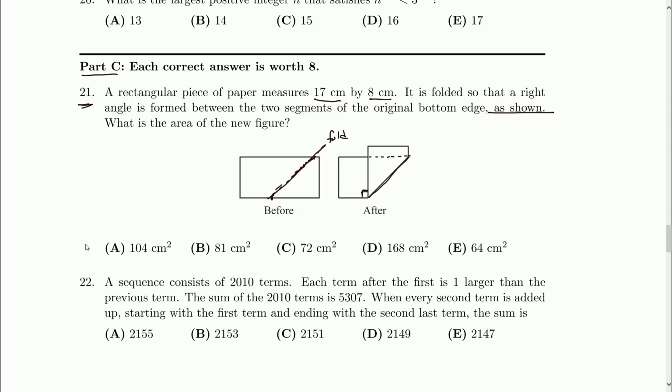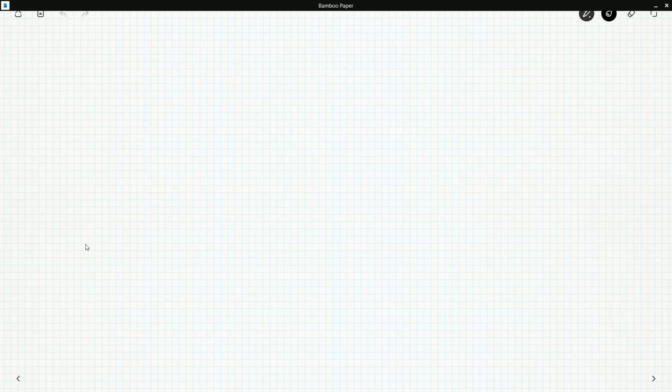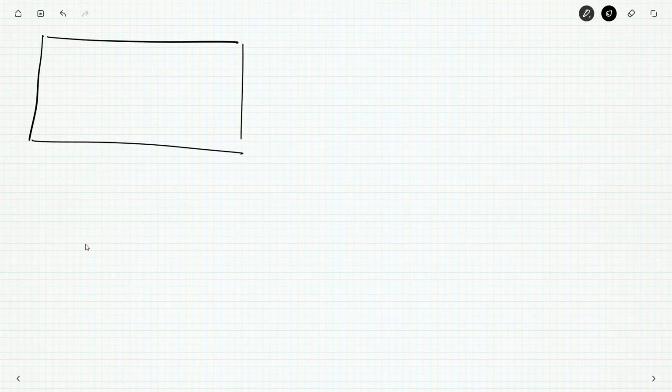I don't know how much. I'm not given a whole lot of numbers to work with here. But we want the area of the new figure. Okay, well, how do we figure out the area of the new figure? And that's this whole shaded area here. Well, let's draw a picture. We'll draw their before and after pictures, just in case I need to mark something on the before. But I think we're really concentrating on the after part.